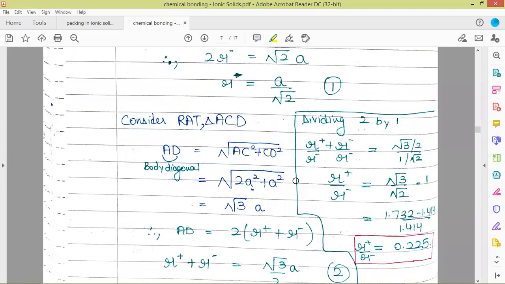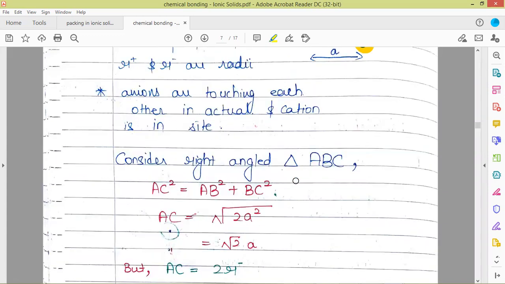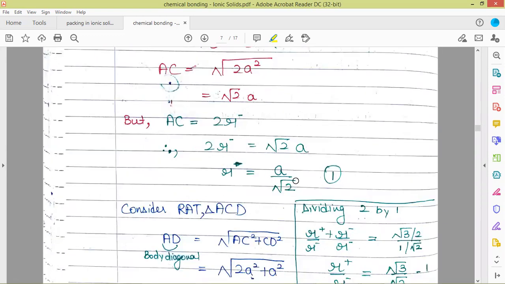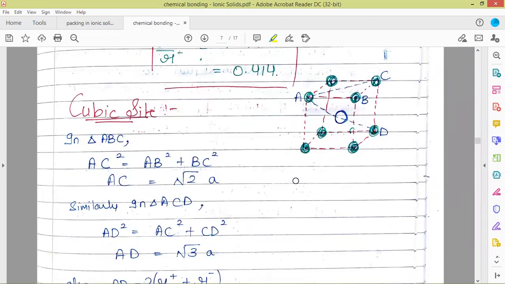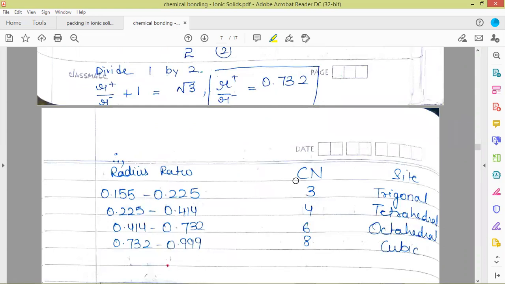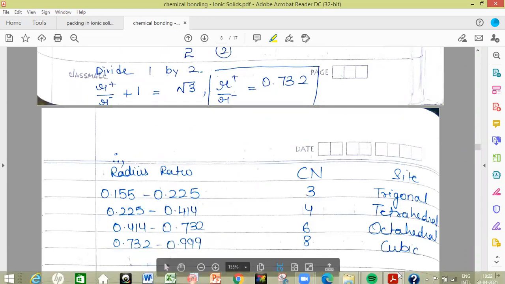So this is a very simple mathematical treatment for the calculation of all the radius ratios. We have 4 radius ratios, that is, for coordination numbers of 3, 4, 6, and 8.